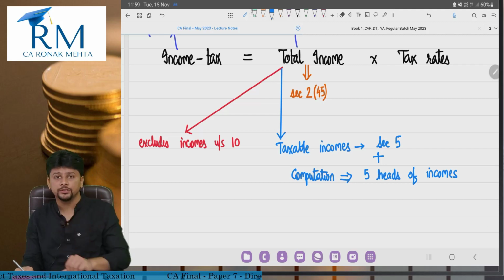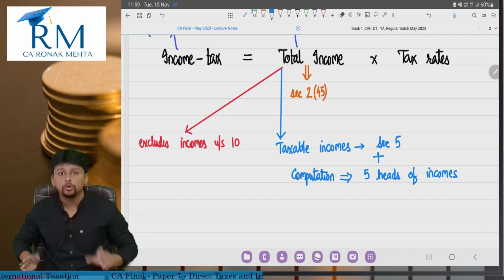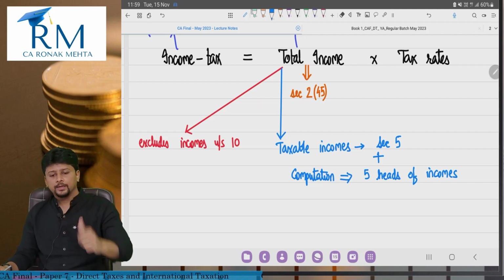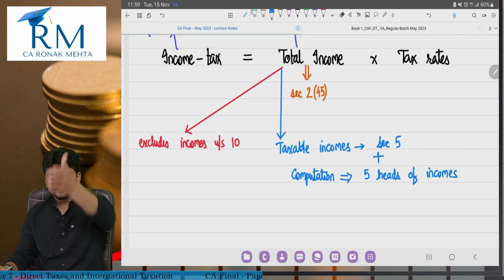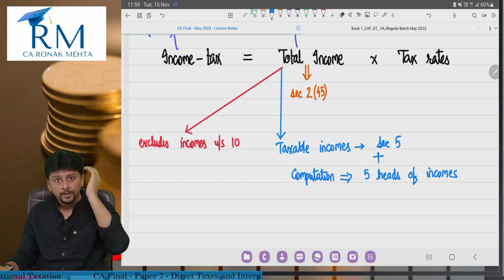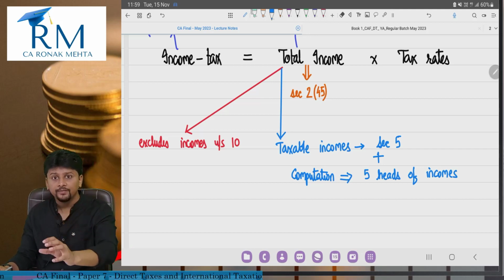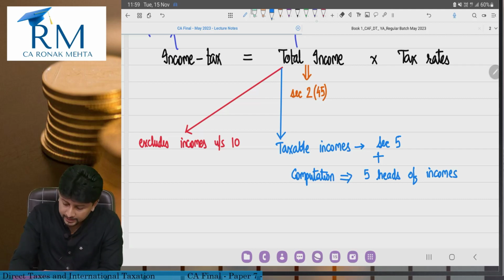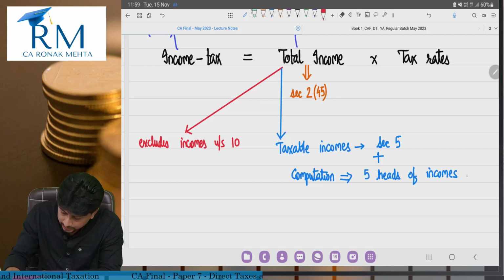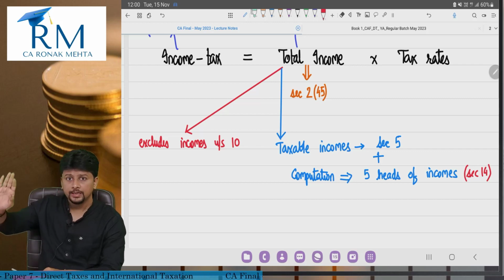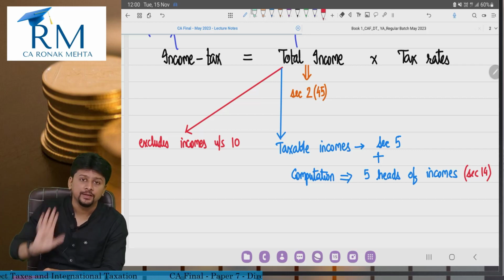Where are these 5 heads of income written? Who told you that there are 5 heads? At CA Inter, the faculty would have told you income is covered into these 5 heads. These are the 5 heads, and for each head an example is given. But these 5 heads must be written somewhere. Where are they mentioned? They are mentioned in section number 14. Section 14 only tells you what are the 5 heads.